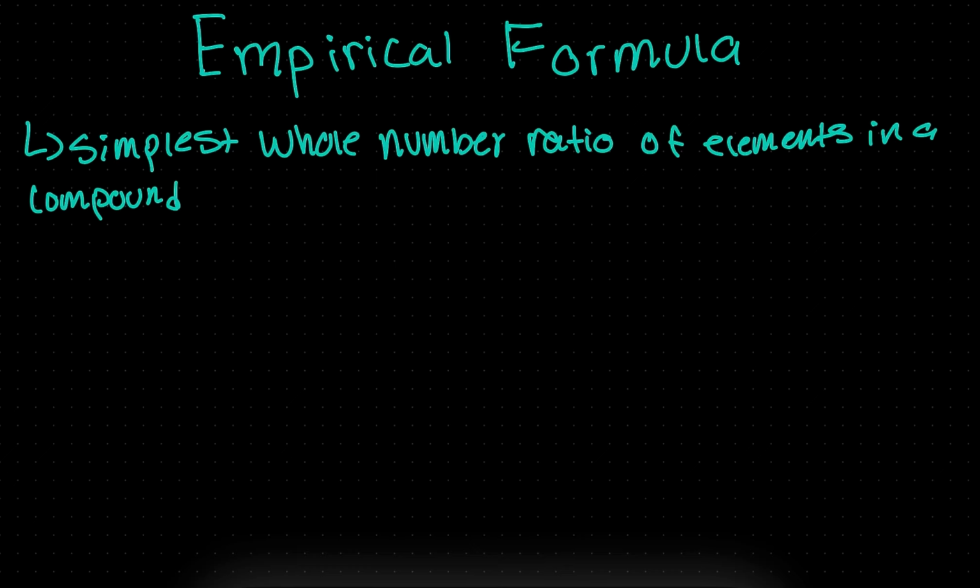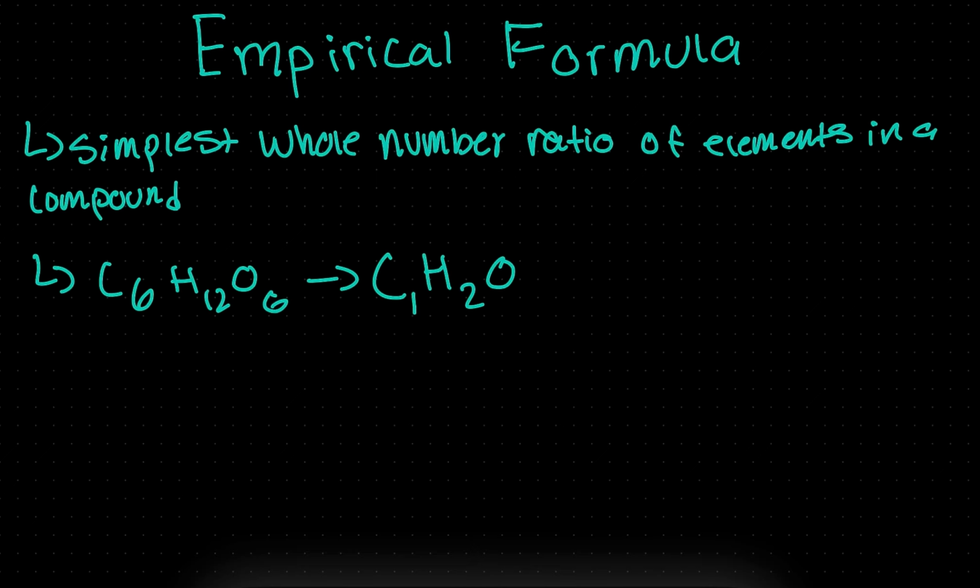So for example, glucose, right? C6H12O6. The empirical formula of glucose is CH2O. So how did we get this? Well, basically, we just simplified. We divided each by a common factor, which was 6. 6 divided by 6 is 1 for carbon, so basically there's an imaginary 1. 12 divided by 6 is 2 for hydrogen. And for oxygen, 6 divided by 6 is 1. So basically, this is the empirical formula. Really simple, right? So let's get into the steps of how to determine the empirical formula.